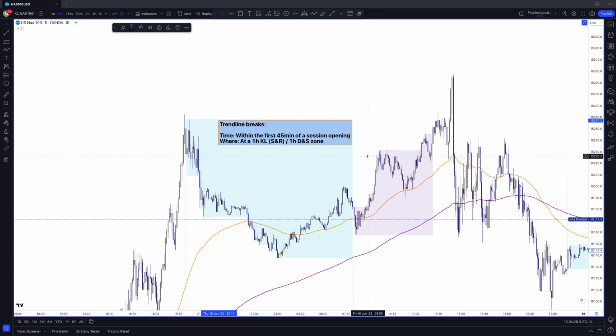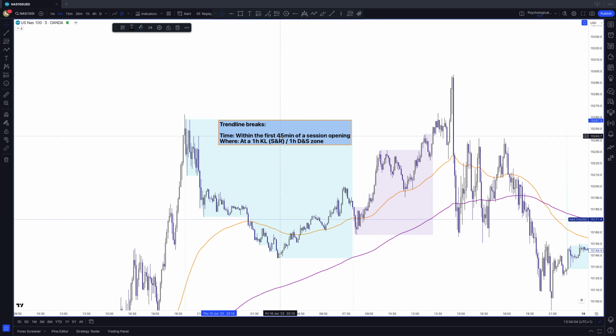So you can see, I'm not just randomly looking at trend lines in a traditional way or just throughout the trading day. I have specific variables where I want this trend line break to happen, okay? Within first 45 minutes of a session opening and at the 1 hour key level or at the 1 hour demand and supply zone. Now, let me give you the breakdown why exactly within the first 45 minutes.